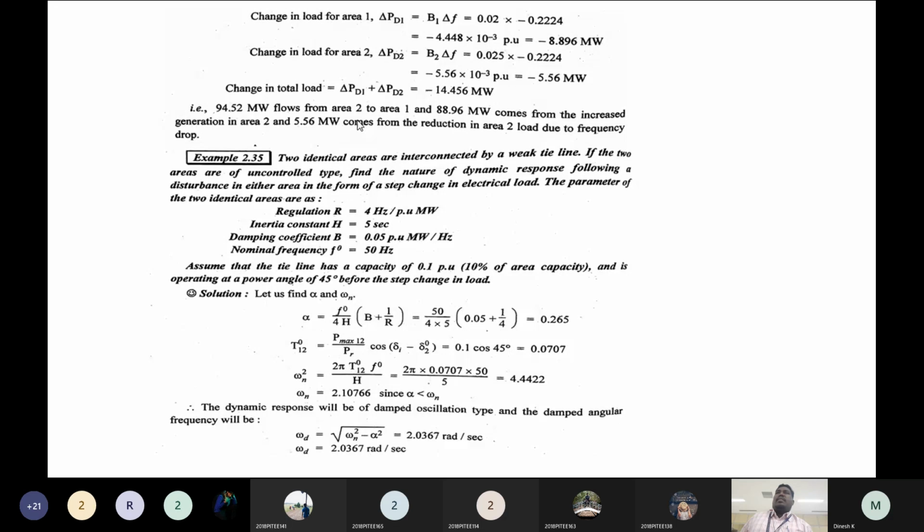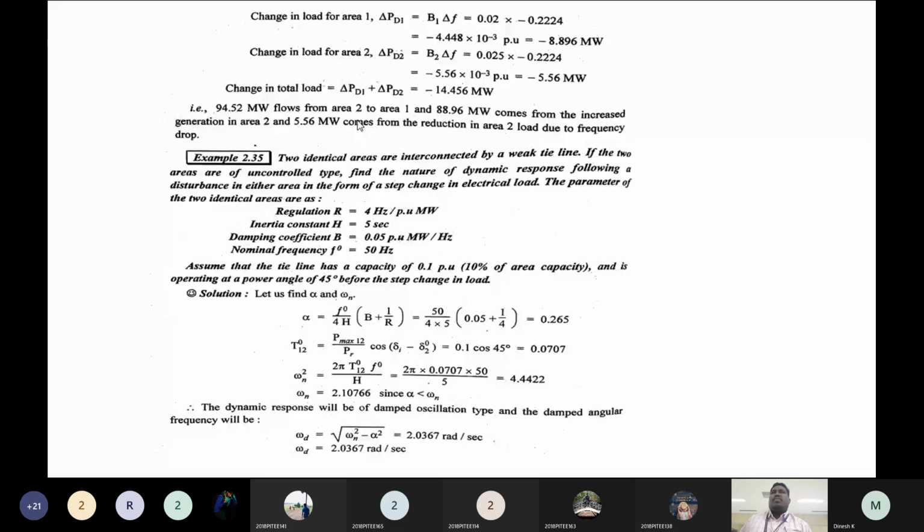Next one is: two identical areas are interconnected by a weak tie line. If the two areas are uncontrolled, find the nature of the dynamic response following a disturbance in either area in the form of a step change in electrical load. The parameters of the two identical areas are as under.